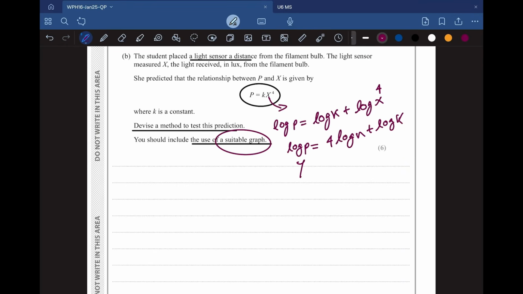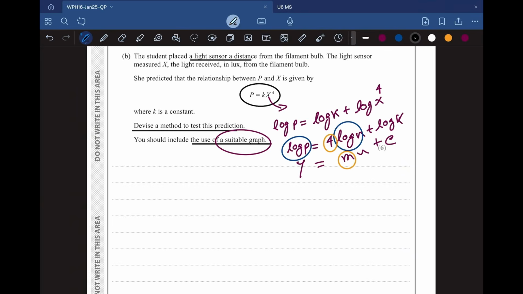So this is my y equals mx plus c, right? Here my x coordinate is going to be log x and my y coordinate is going to be log P, and the gradient is going to be 4. This is the way you will have to write this part at first, and then later on let's devise the method to test this prediction.